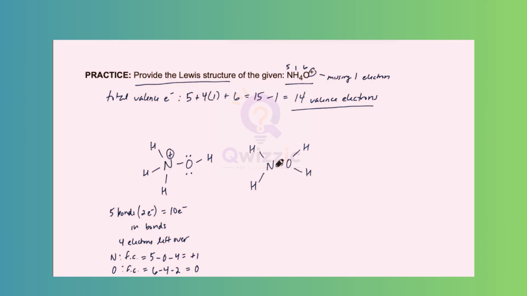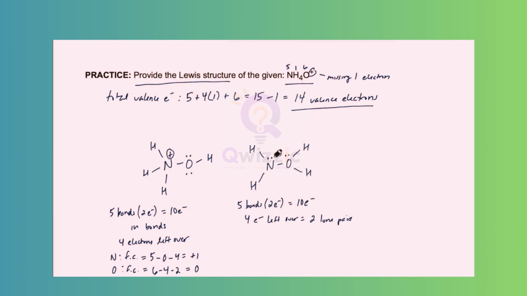We have 1, 2, 3, 4, 5 bonds. 5 bonds multiplied by 2 electrons in each bond equals 10 electrons. Just like in our other structure, that means we have 4 electrons left over, which will equal 2 lone pairs. Looking at our atoms here, nitrogen and oxygen each have 3 bonds each, so let's put a lone pair on each of those. So a lone pair on nitrogen, a lone pair on oxygen.